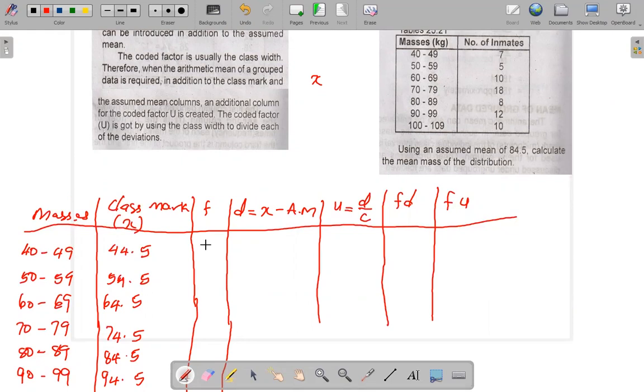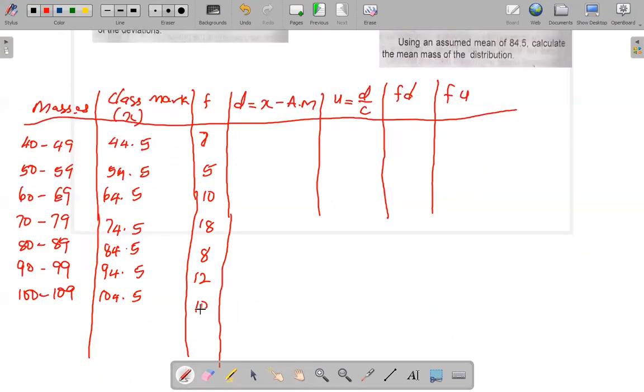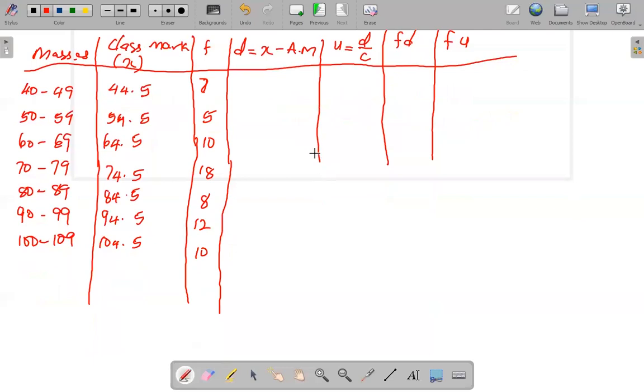So the first one here is 7. The second one is 5. The third is 10. And we have 18 for the fourth one. And we have 8. We have 12. And then finally 10. Okay, I'll get the deviation from each of these x.